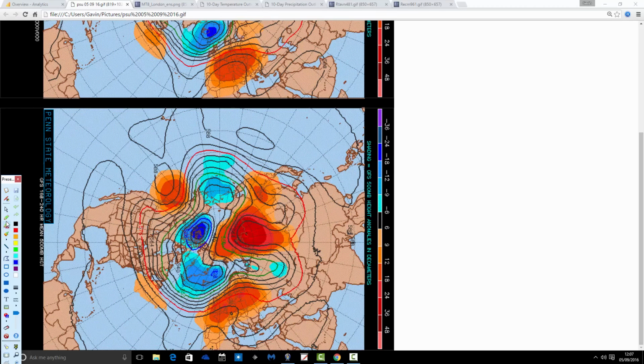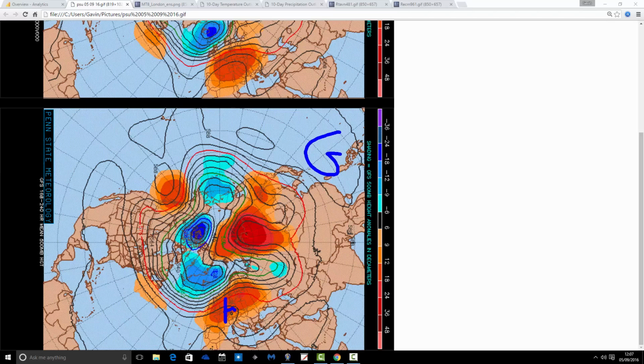The GFS is very similar, so again we've got this ridge down to the south-southwest, maybe a bit stronger with the ridge if anything, but autumn waits up to the north and the west of the country, and the jet stream is doing something like that. So again, it implies quite a changeable pattern.